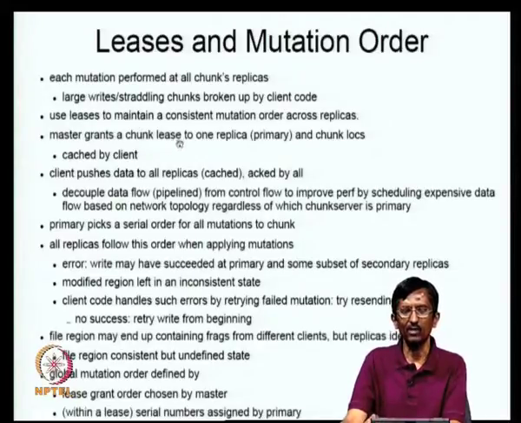So the master grants a chunk lease to one replica, the primary, and gives the chunk locations. Basically, when a write is requested, we have to find out who has the lease and where the chunk locations are. This information is cached by the client, and the client pushes data to all replicas, and this data is cached, and then all the replicas acknowledge it.